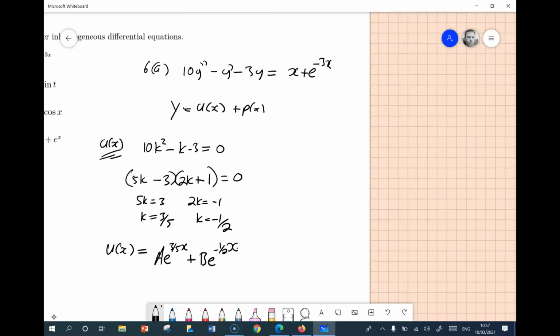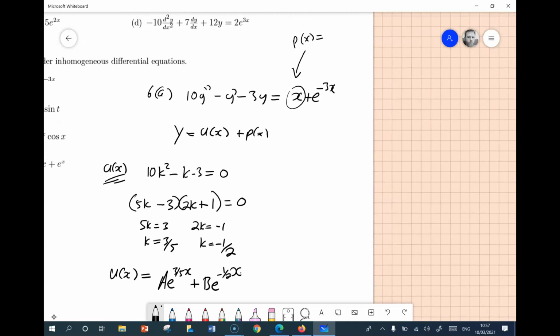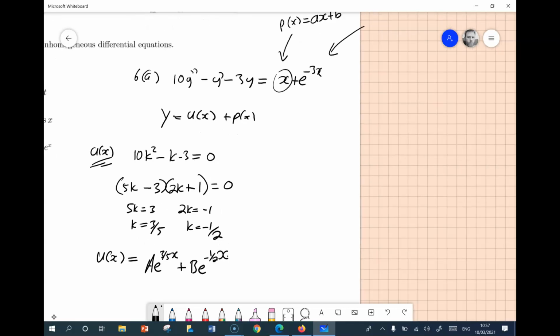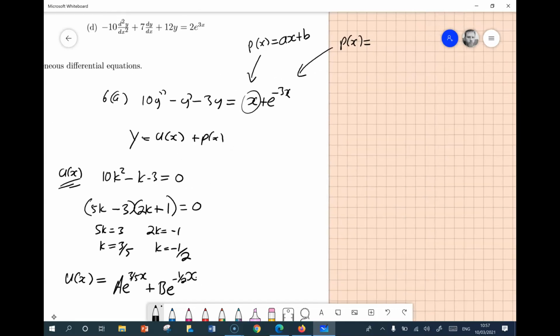Perfect. Now, the p of x here is a little bit unusual. So we've got it in two parts. We've got an exponential part and a linear part. So we know if that was just our p of x, we would let our p of x just be a linear equation, which is characterized as just being ax plus b. And if this was our p of x, we would have it characterized as an exponential.